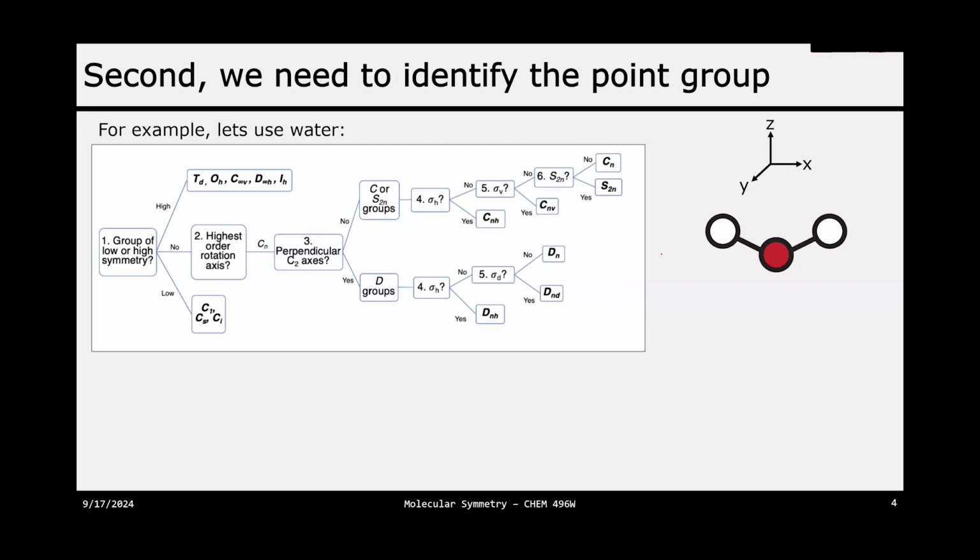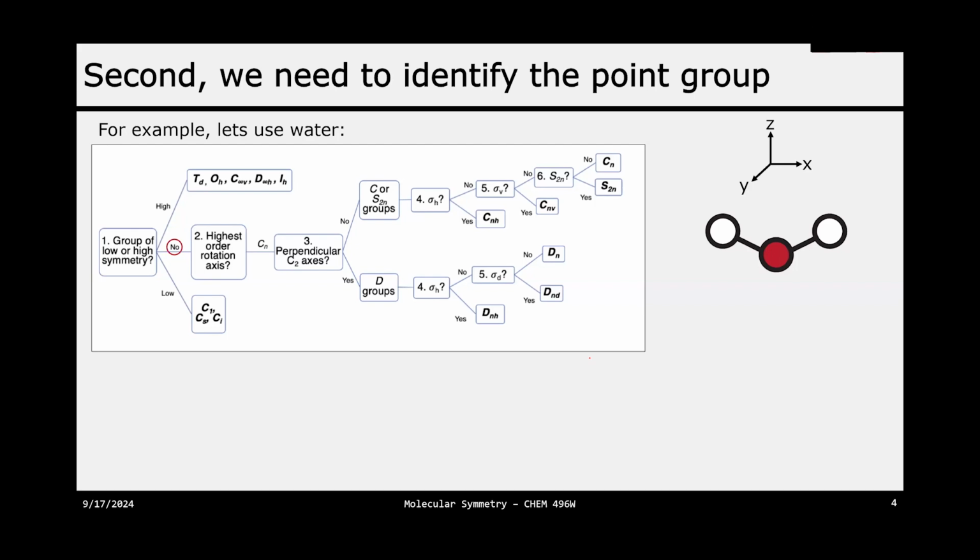All right, so let's go through this table. So for number one, is this low or high symmetry? Or neither, sorry. 3 options here. This is lower symmetry. But is it low? Is it a C1, a CS, or a CI? No, it isn't.